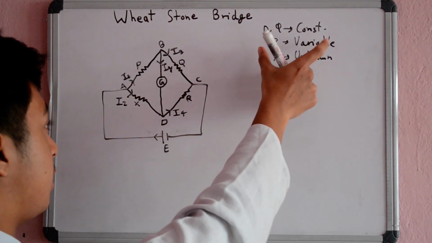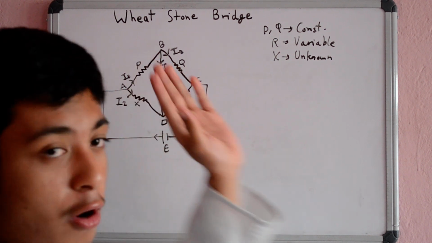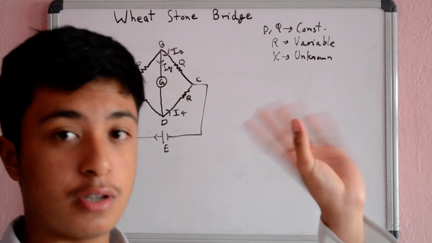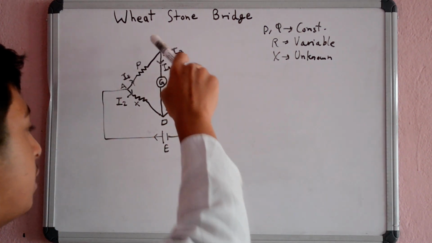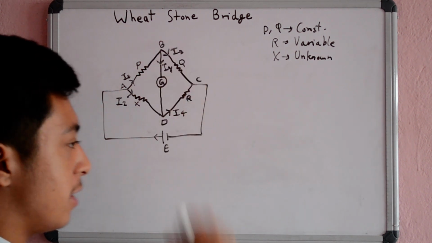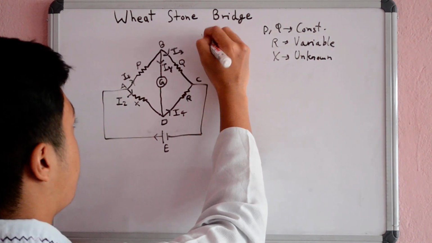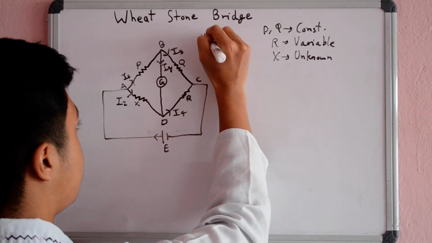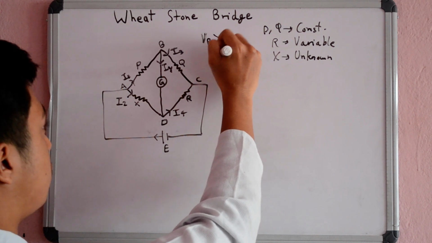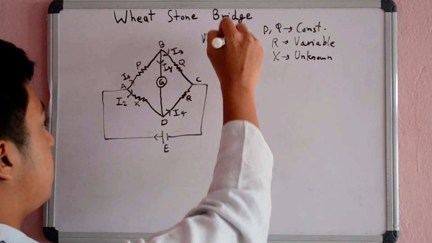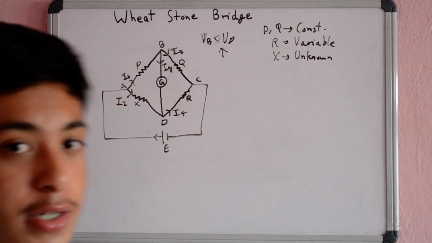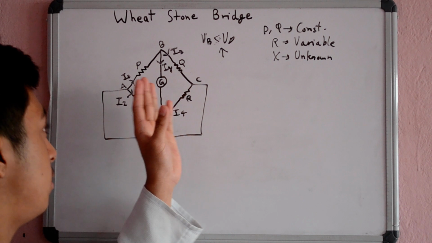So at first, if there is a flow of current from, let's say, B to D, then it is called unbalanced condition. It can also flow from D to B. It depends on the potential difference between B and D. If the potential at B is greater than the potential at D, then the current flows there. If it is the opposite, then the current flows up. A small current called Ig, or the galvanometer current.